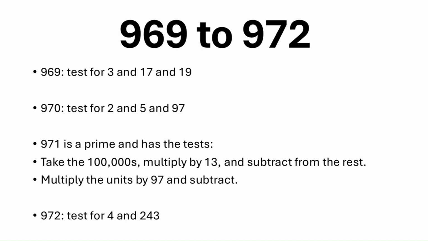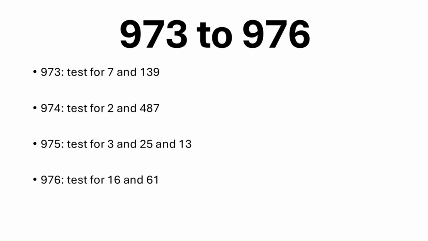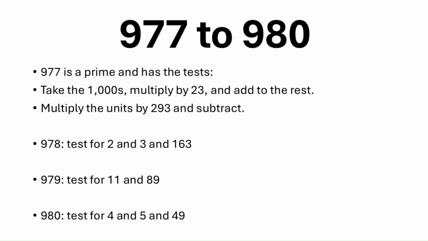Take the 100,000s, multiply by 13, and subtract from the rest. Multiply the units by 97 and subtract. 972, test for 4 and 243. 973, test for 7 and 139. 974, test for 2 and 487. 975, test for 3 and 25 and 13. 976, test for 16 and 61. 977 is a prime and has the tests.